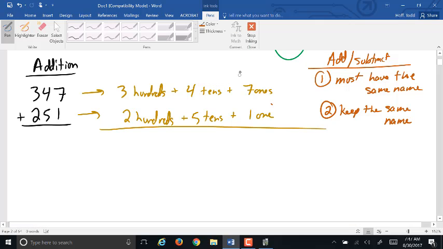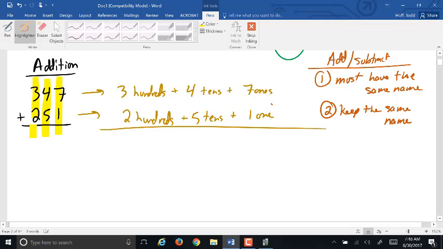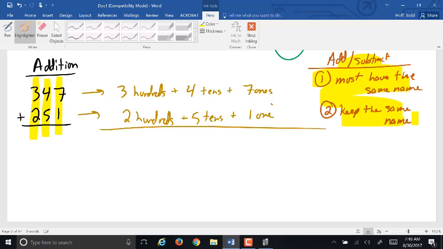So what that means for our addition over here, when you learn to add, it was always stressed to you, make sure you write your numbers neatly and line up the columns, right? Well, the reason for that is this right here. When we add or subtract, we can only combine things that have the same name.